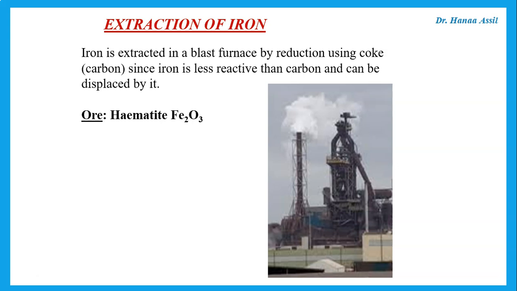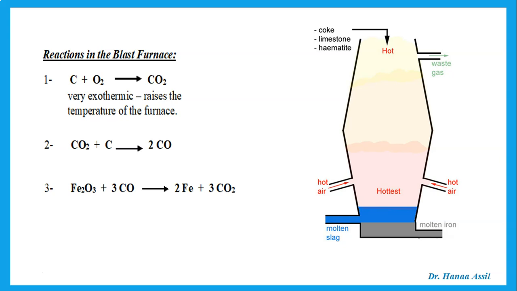How do we extract iron? Well, we don't need to do electrolysis because iron is less reactive than carbon, so it can be displaced by carbon. The ore of iron is hematite. We do all of this process in a huge building called a blast furnace. Now, what do we put into the blast furnace? So the raw materials that are put into the blast furnace are coke, limestone, hematite, and air. We need hot air coming in from down, and at the top we put coke and limestone and hematite.